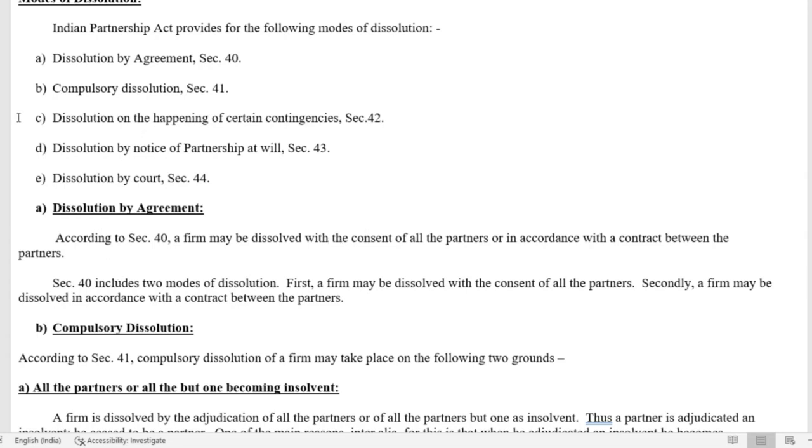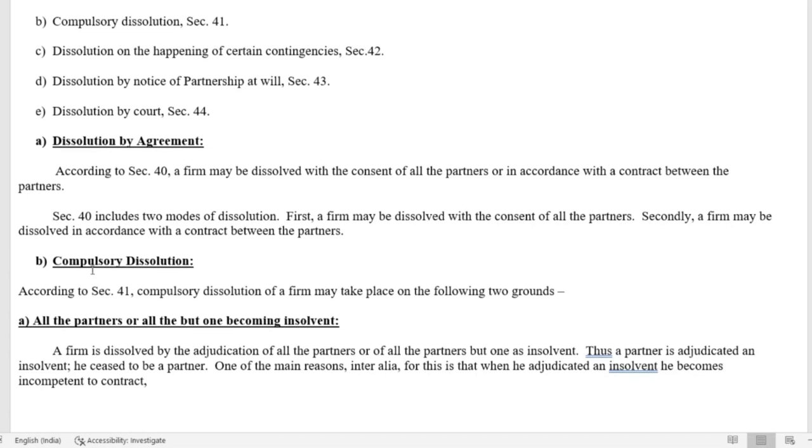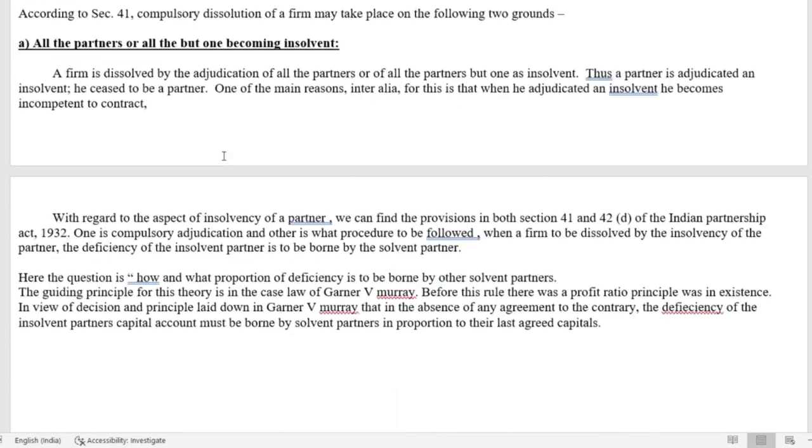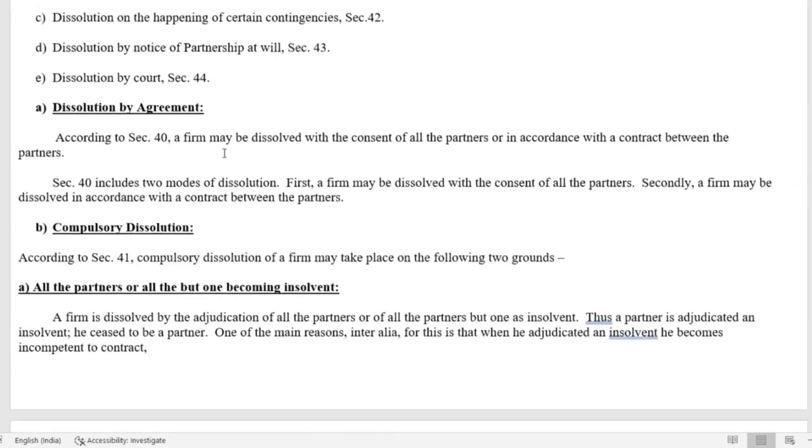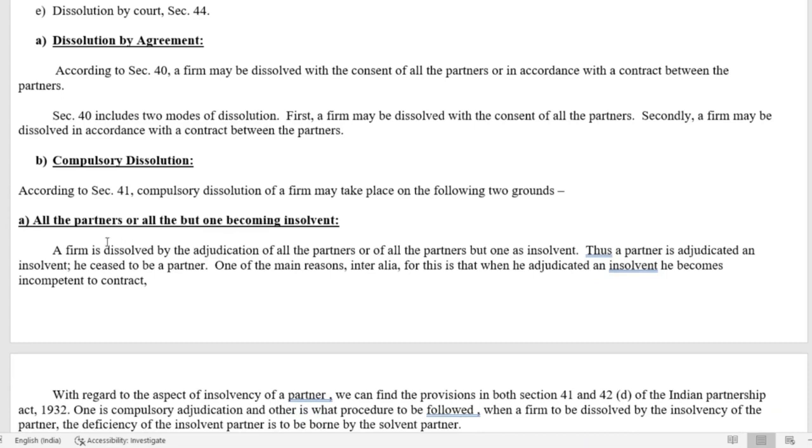Next aspect is under section 41, that is compulsory dissolution. Here there is a compulsion with regard to the winding up or dissolving of the firm. The compulsory dissolution takes place under two instances. Under section 41, we can see on two grounds the dissolution of the firm may take place. One is all the partners or all but one becoming insolvent.